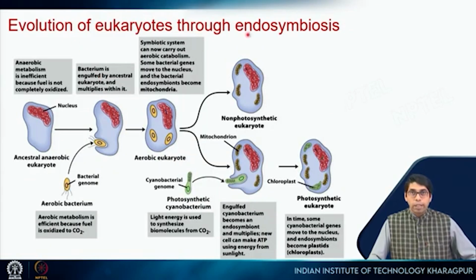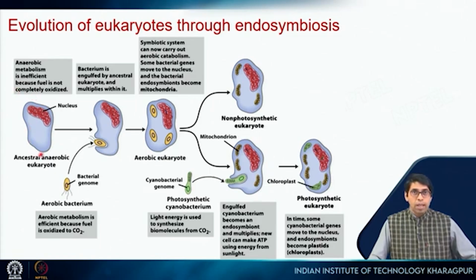Evolution of eukaryotes through endosymbiosis. So what is endosymbiosis? This is the ancestral or primitive anaerobic eukaryote, right? It is a larger cell than the bacterial cell, and it has a nucleus, so the DNA is segregated in this nucleus. It has anaerobic metabolism, but it is insufficient because fuel is not completely oxidized. We have already seen that when you do glycolysis, you produce pyruvate and only 2 molecules of ATP. But if you go through aerobic respiration, you can produce 32 molecules of ATP, right? So that's 16 times more ATP production from one glucose.